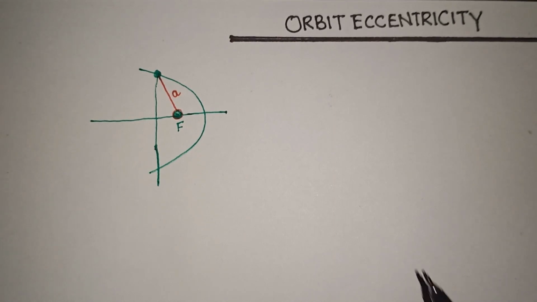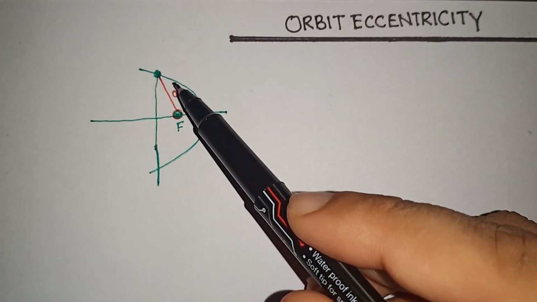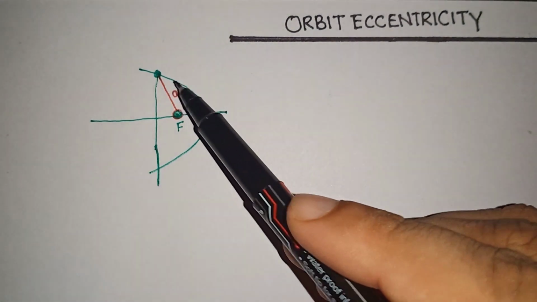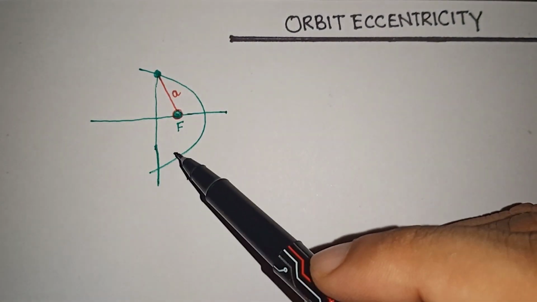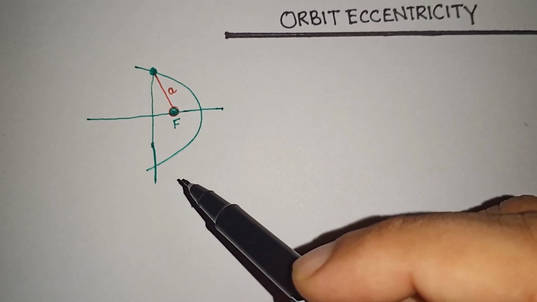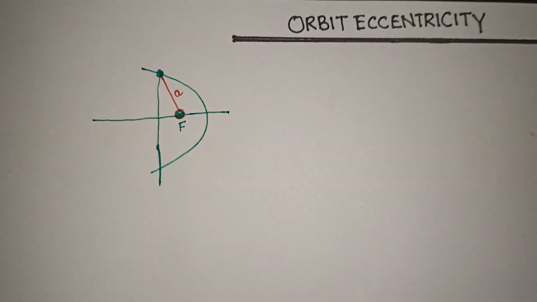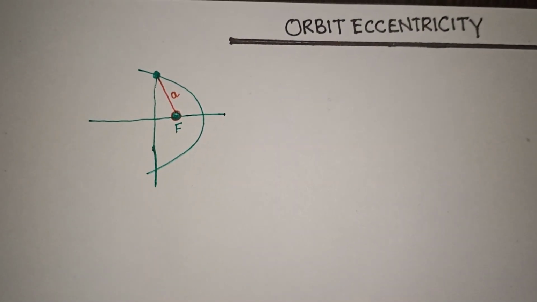Now, I have considered a part of an ellipse. This is an elliptical profile, but you can take it as a circular profile as well. It's up to you. In order to have a quick generalization, we have taken an elliptical profile.